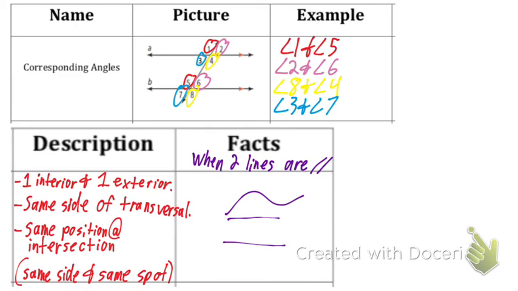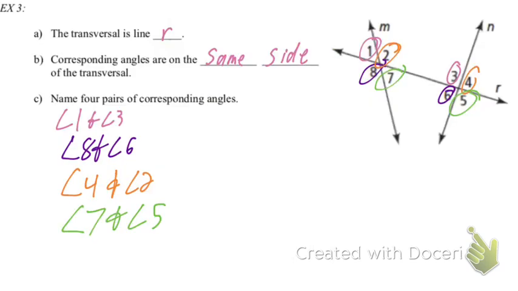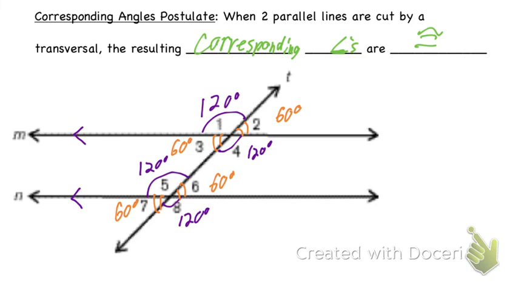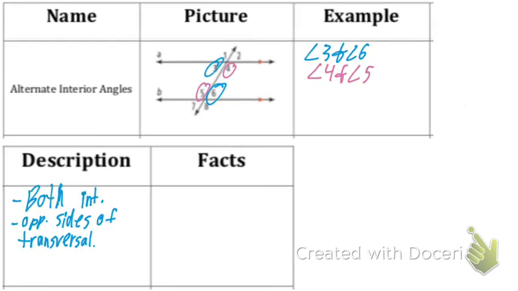That was our postulate. Now let's look at alternate interior angles. Let's go back to this picture here. Give me a pair of alternate interior angles. Elizabeth: 3 and 6. What do you notice about angles 3 and 6? They're congruent. Give me another pair of alternate interior angles. Okay, Dylan: 4 and 5. What do you notice about angles 4 and 5? They're congruent. So when the two lines are parallel, alternate interior angles are congruent.